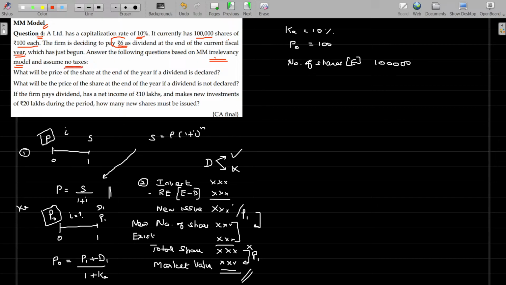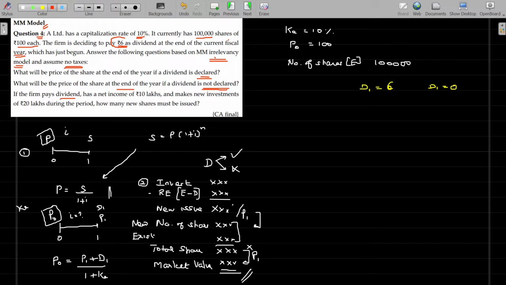Assuming no taxes, what will be the price of the share at the end of the year if the dividend is declared? And what will be the price of the share at the end of the year if dividend is not declared? I'm taking two models. Model 1: D1 is equal to 6. Second assumption: D1 is equal to 0. By the end of first year we offer the dividend at the rate of 6 rupees per share, or we assume we don't have the dividend.